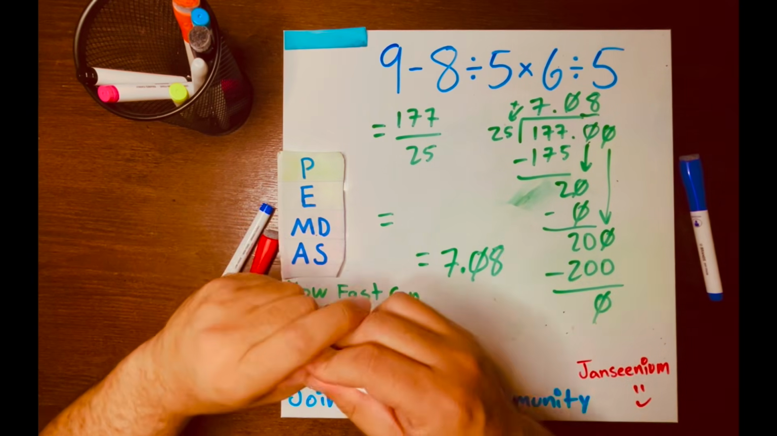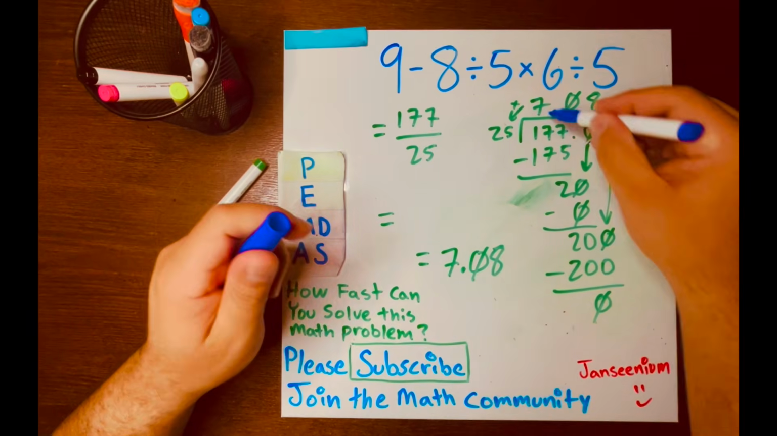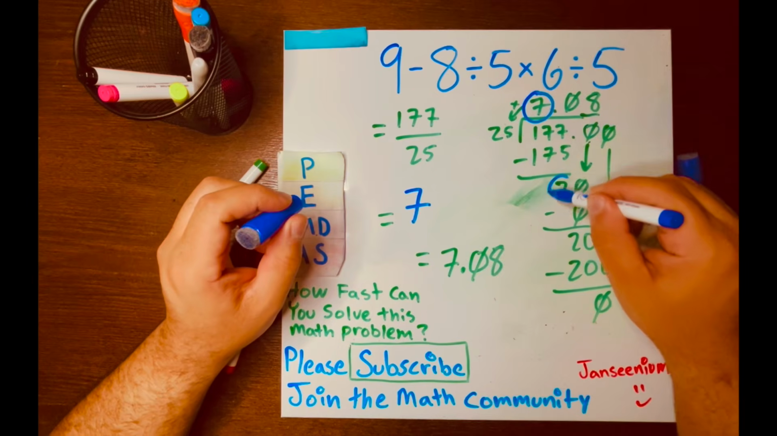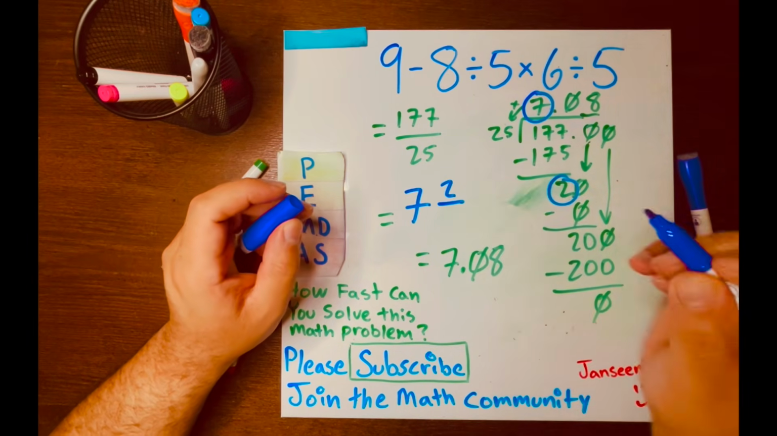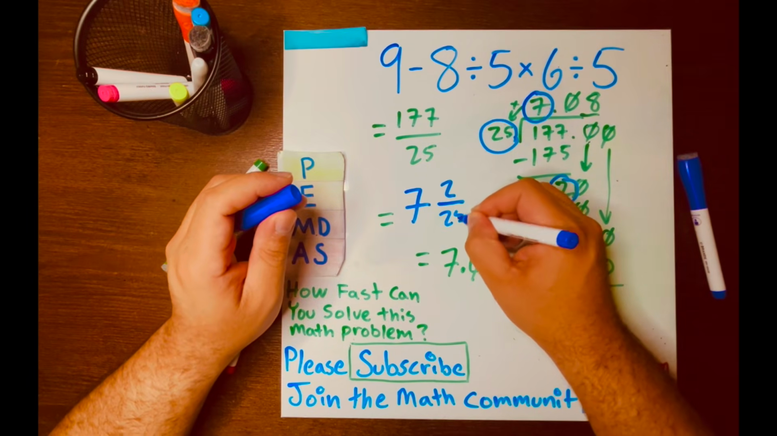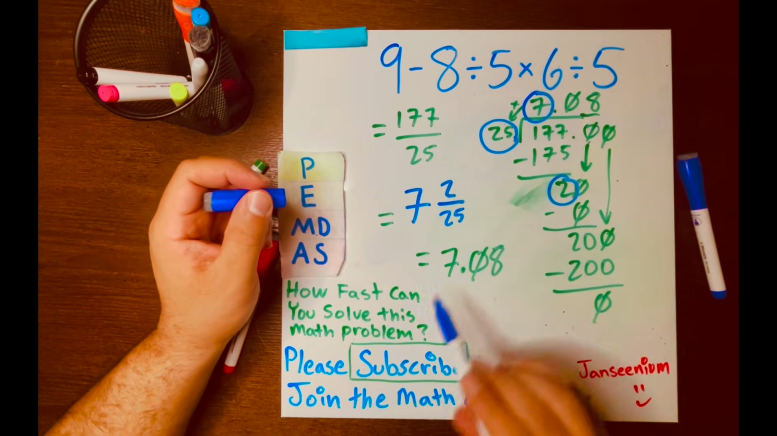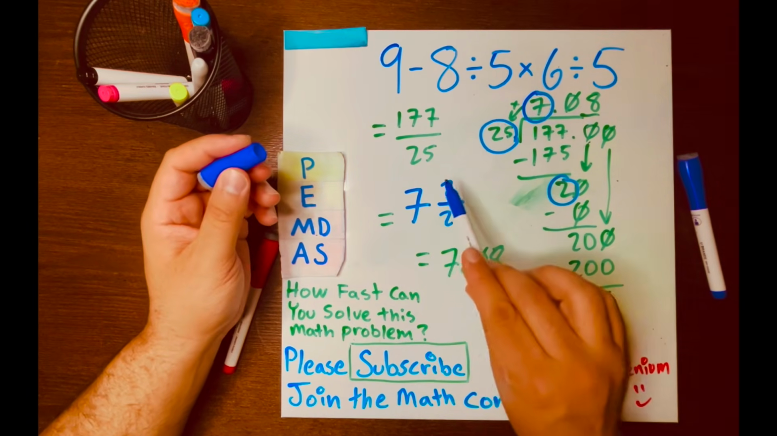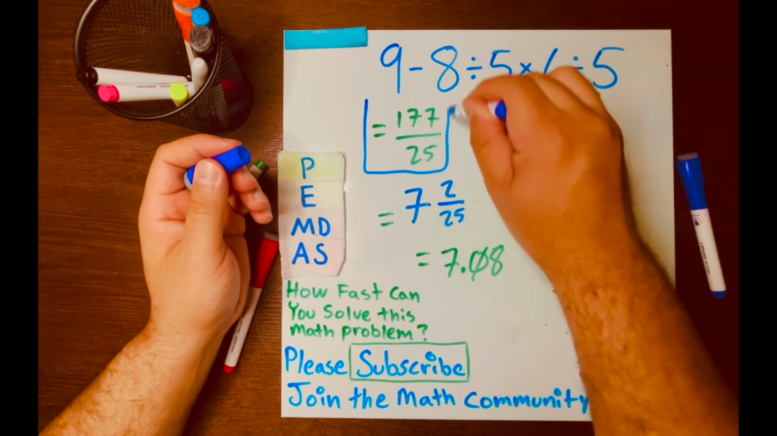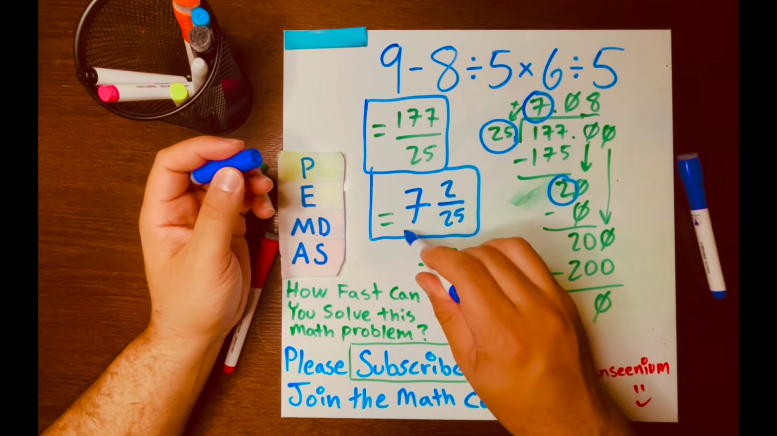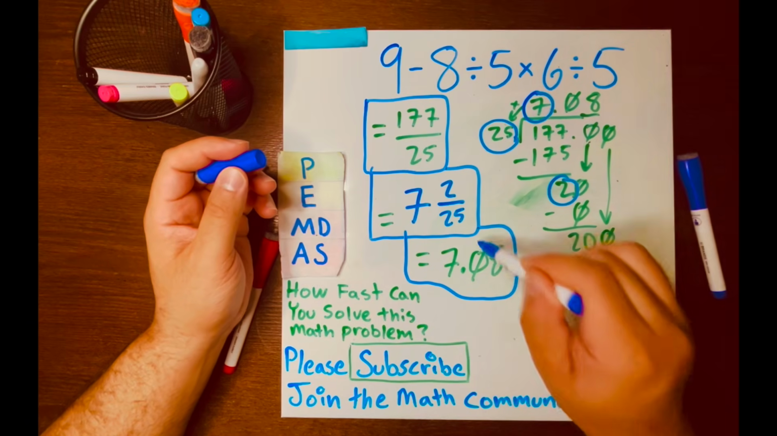And your mixed number answer, the whole number is 7. So I write the 7. The remainder 2 goes above the fraction bar, and the 25 goes below the fraction bar. And so you have 3 different answers, but they're correct. You have 177 over 25. I'll box that up for you. 7 and 2 over 25 and 7.08.